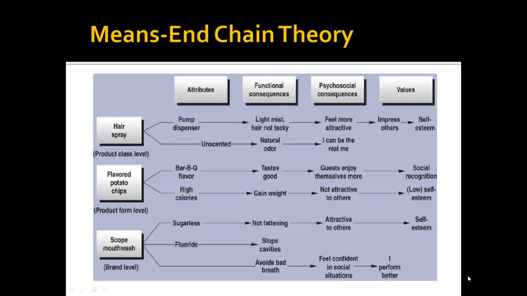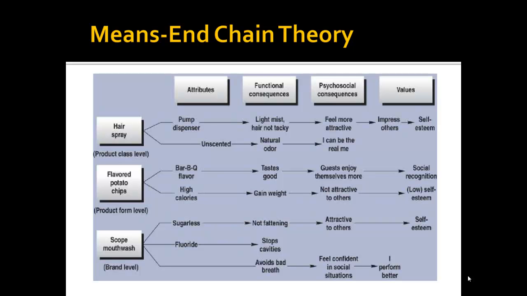Here are some examples of means and chains. Actually, you might have seen these previously. Let's look at the first one, hairspray. It's a product class, which means it's a general means and chain for all types of hairspray. One attribute that many hairsprays may have is that it's a pump dispenser. It's not an aerosol can. The functional consequence is that it's a light mist. Your hair isn't tacky because it has no chemicals from the aerosol. That makes you feel more attractive. That's going to impress others. And that's going to make you feel better about yourself.